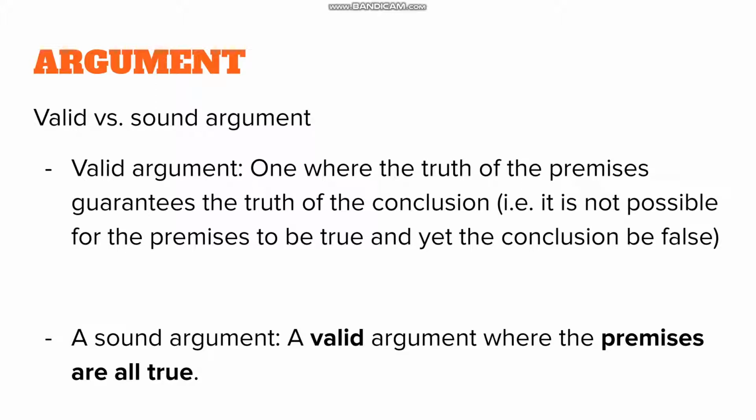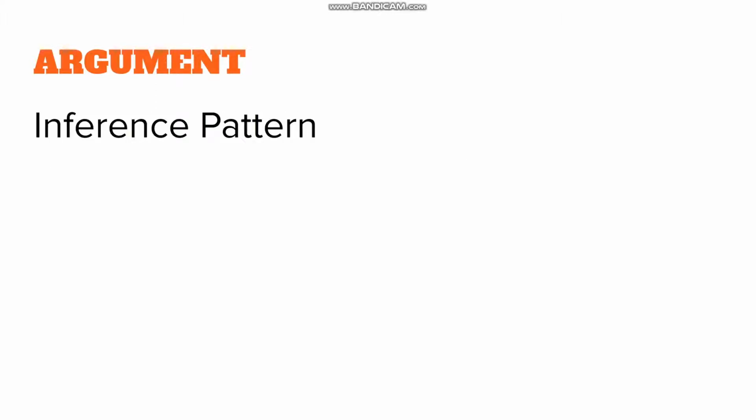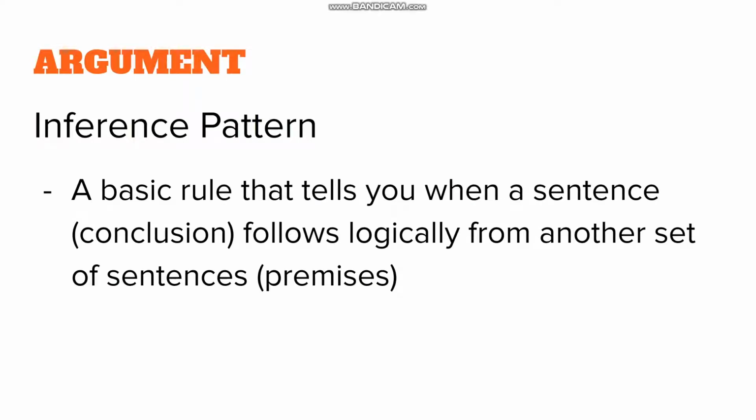Now, our aim in this class is trying to provide sound arguments, but first we need to learn how to provide valid arguments. And in the last video lecture, I said that one way to make sure that our argument is valid is to make it fit an inference pattern. An inference pattern is a basic rule that tells you when a sentence or conclusion follows logically from a set of premises. We will learn 6 different inference patterns in this course, starting with 2 very, very important ones, modus ponens and modus tollens.